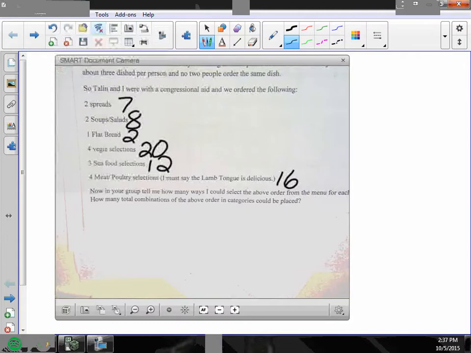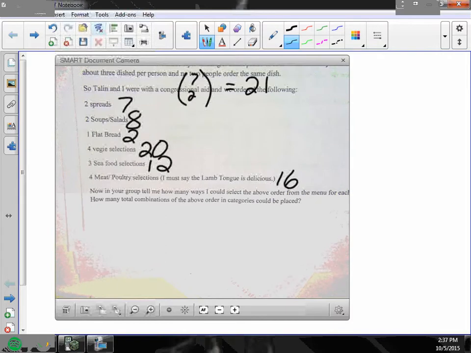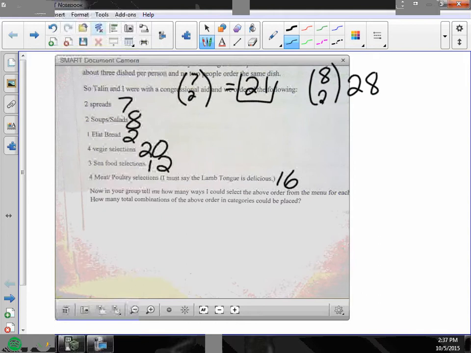So of 7 spreads, they ordered 2. So what is 7 choose 2? We go up to the chart, 21. Okay. The next one, what is 8 choose 2? 28. So this is telling us there are 21 different ways to order 2 spreads. You could order the hummus and the labneh, whatever that is, Lebanese strained yogurt. Sounds good. Or you could order the hummus and the baba ganoush. Ooh, you're right. Okay, so, and there are 28 ways to do this.